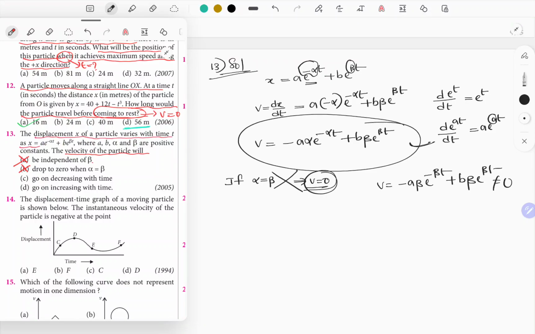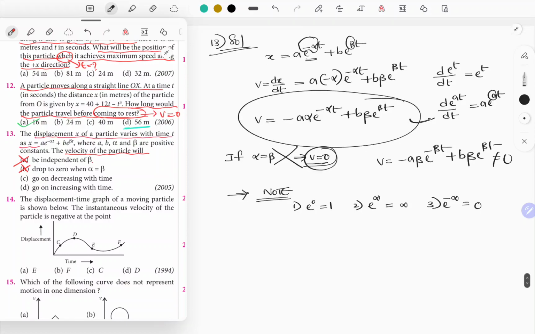Go on decreasing with time, go on increasing with time. First of all, let me give you a basic note, a basic formula: e power 0 is equal to 1. Second, e power infinity is equal to infinity. Third, e power minus infinity is equal to 0. Remember these three formulas. Based on this, we are going to decide.